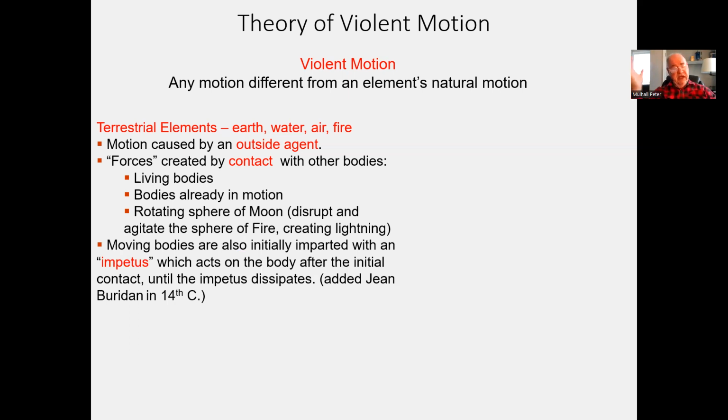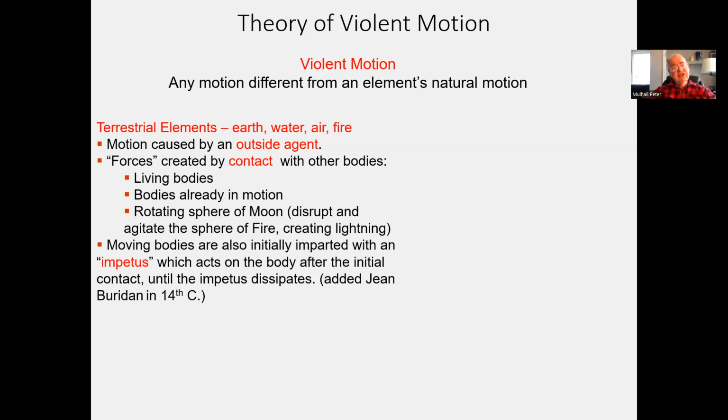Here, I've thrown it up in the air. It's moving in this kind of an arc. That's clearly a violent motion, not a natural motion. What's keeping it moving in that motion for a while? And this was a great weakness in Aristotle's theory, because Aristotle said that every motion at any instant requires some kind of an outside agent.